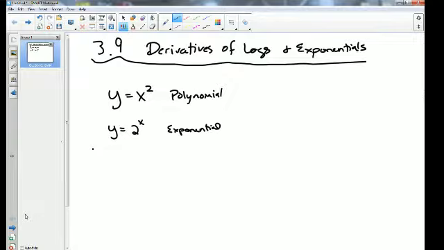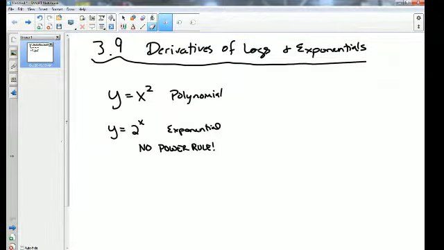The question is, how would I derive that exponential? Because this is not a power rule problem anymore. We cannot power rule this, so write no power rule. That's the common mistake. It's not x times 2 to the x minus 1. Why not? Ask God. I don't know. It's just the way he made it. Because Newton said so.